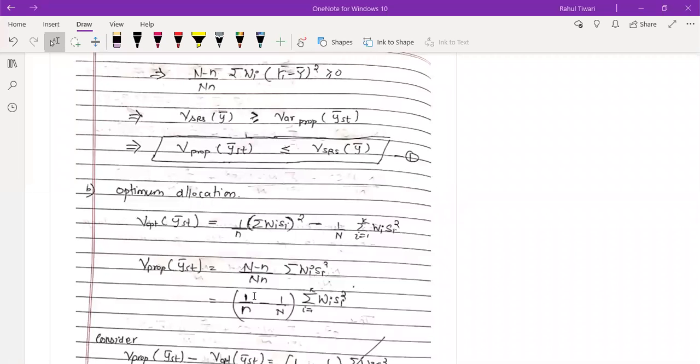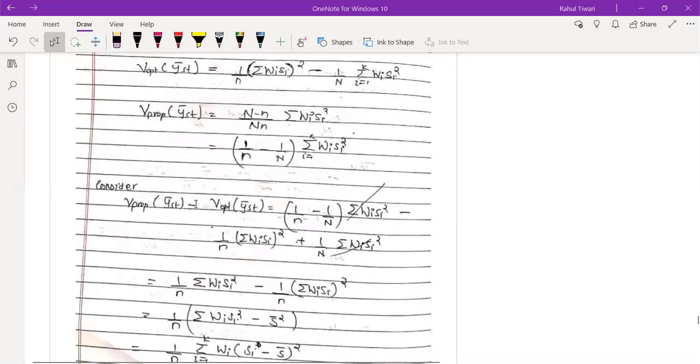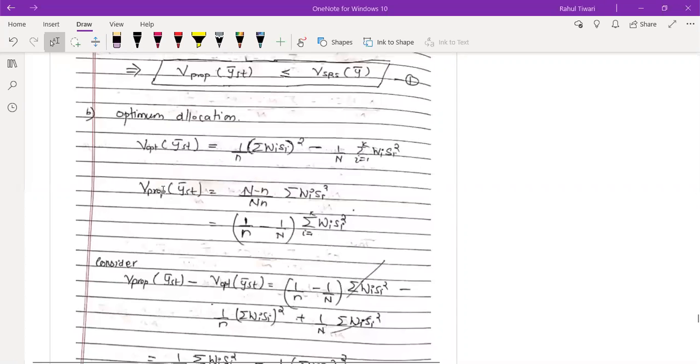So you have to just write down the formula for variance of y bar st under optimum location and under proportional location. Proportional location we have just now seen. Optimum location you have to go back and see the formula for optimum location. Okay, and now you take the difference of proportional with optimal. Okay, proportional with optimal. Then what could be the difference?